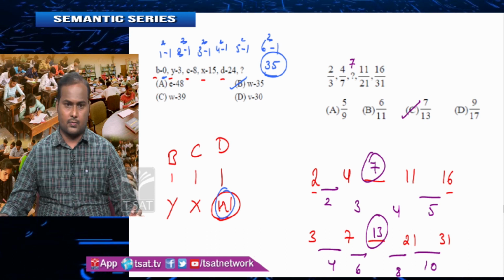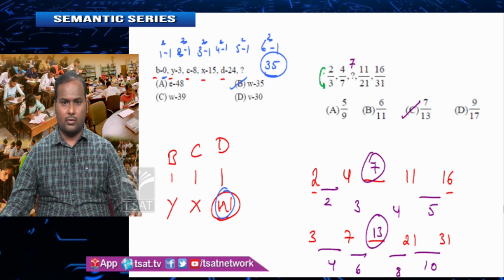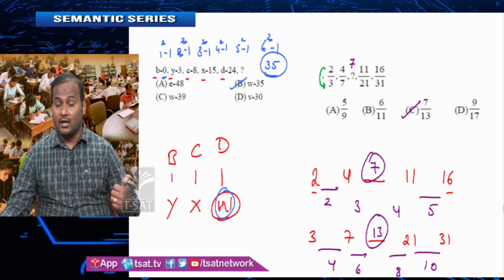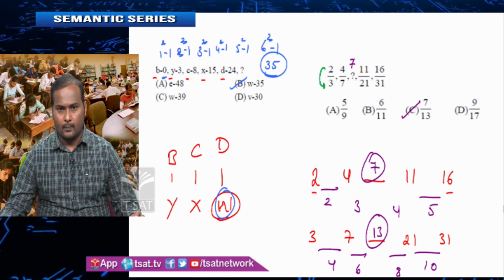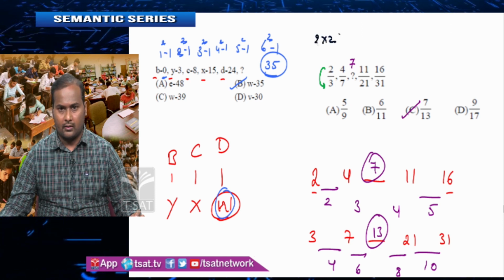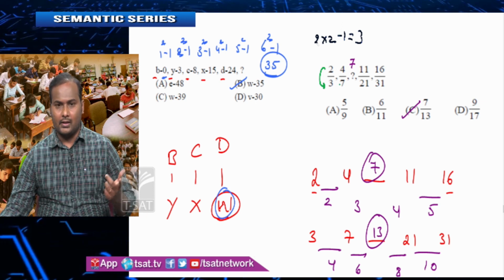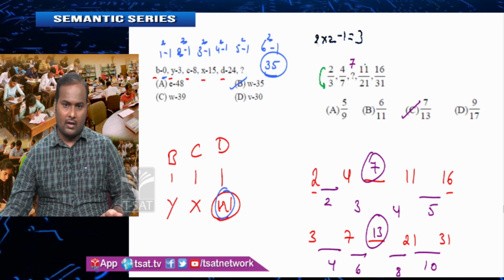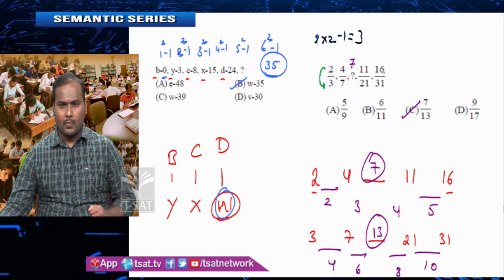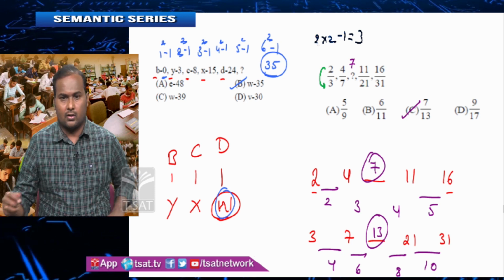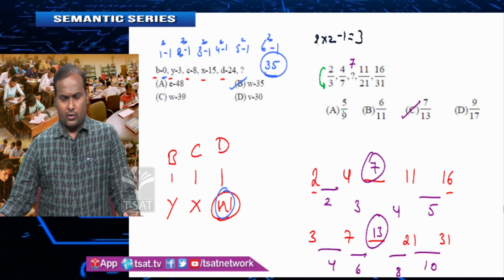Students may think like this also. Another way of thinking about this particular question is here 2, 3. If you see the numerator to denominator, it is increasing by 2. Like 2 into 2 minus 1. For example, 2 to 3: 2 into 2 is 4, minus 1, that will be 3. In the same way, 4 to 7: 4 into 2 is 8, 8 minus 1 is 7. 11 by 21, right? 11 into 2 is 22, 22 minus 1 is 21. In the same way here also 16 by 31: 16 into 2 is 32, minus 1 is 31.